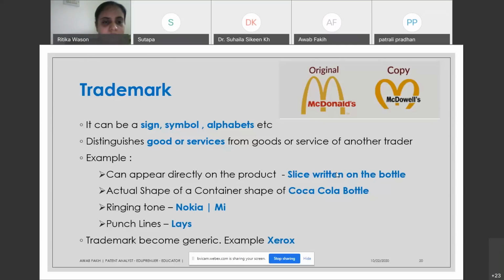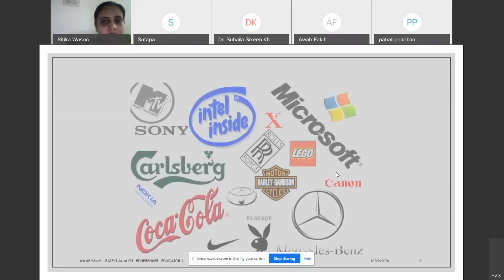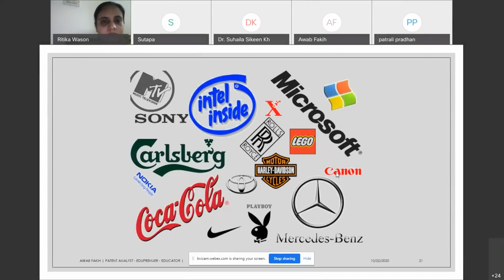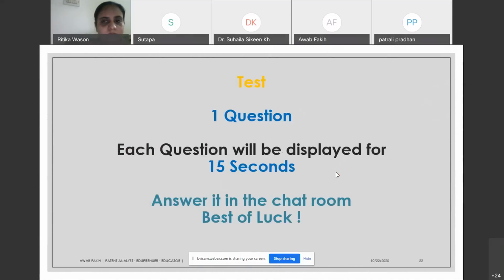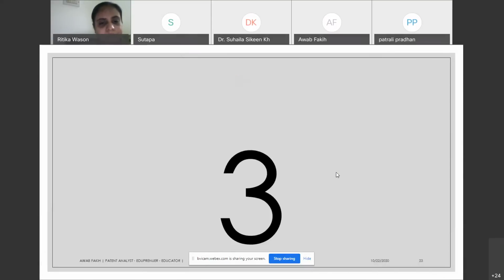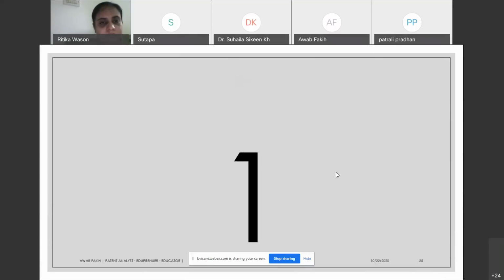Okay. So with this, let's have just a glimpse of one of the famous trademarks, just for your reference. We'll have only one question on trademark. The question will be there for 15 seconds, that's it, and you have to answer in that particular chat room. Best of luck, my dear friends. Dr. Bhubaneshwari, Shalini, Bishwajit, Lalit, thank you, Dr. Suhela, Namrata, Narendra. Let's go for it.